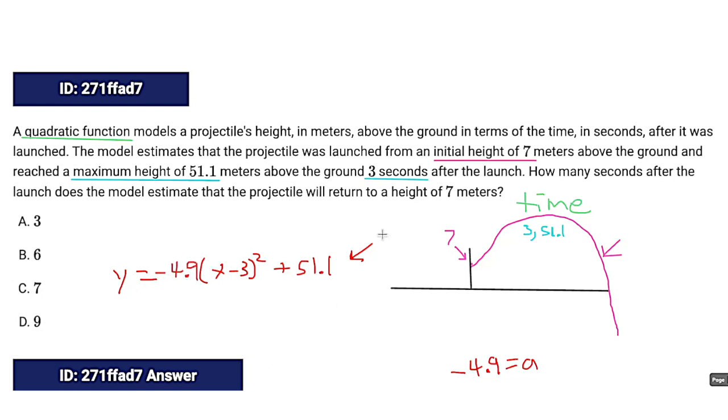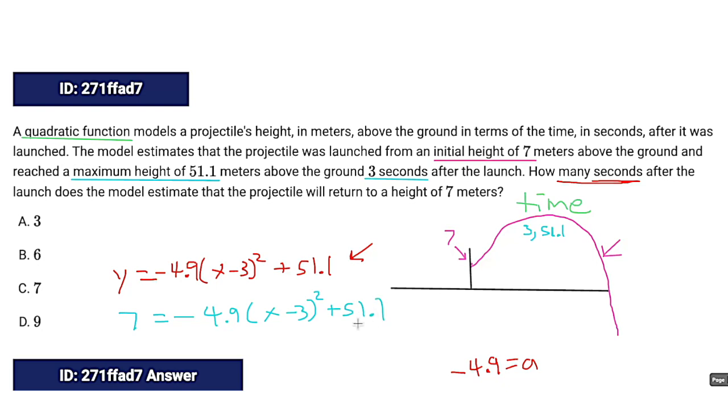And then our final question here is how many seconds would be x for it to return to a height of 7 meters? So basically, when y equals 7, what is x? So we plug in 7 for y. 7 equals negative 4.9 x minus 3 squared plus 51.1.